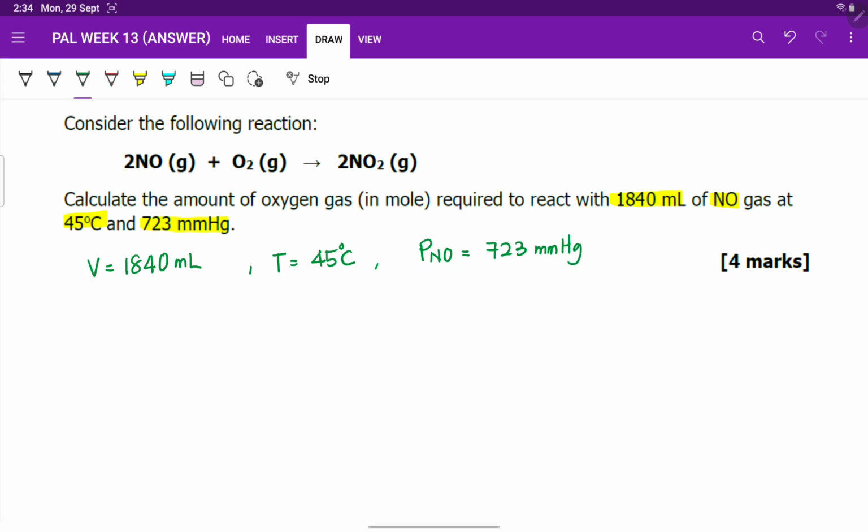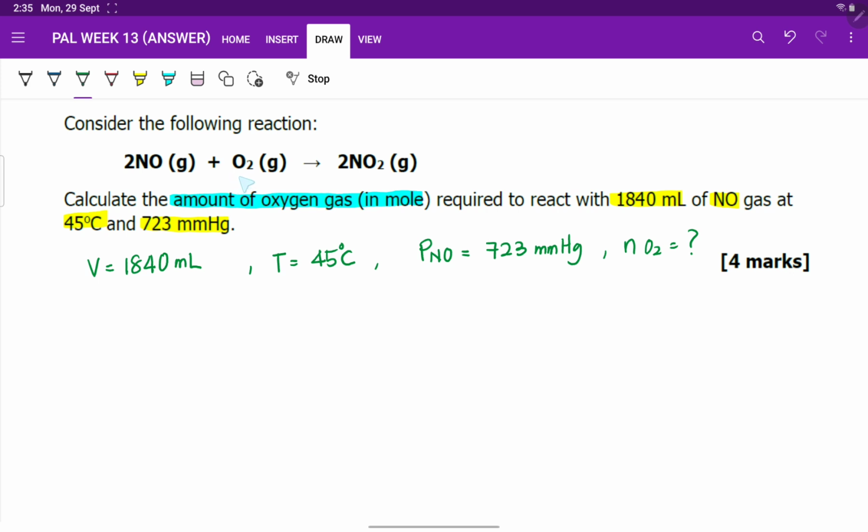So what do we want to find here? We want to know the amount of oxygen gas. We want to find the number of mole of oxygen gas. To get that, we can look back at our equation. All the information given to us is for the NO gas, the nitrogen monoxide gas, but what we want is for oxygen. So we can do stoichiometry between NO and O2.